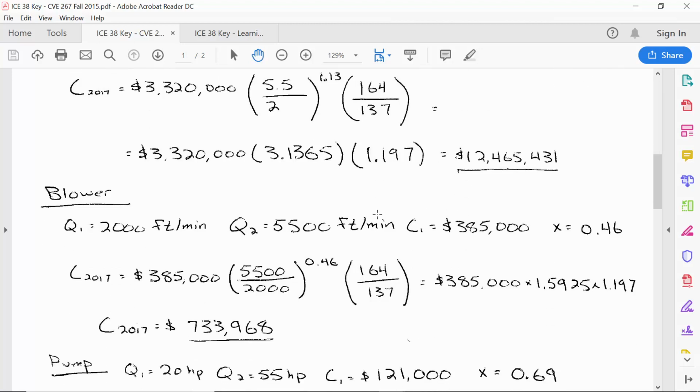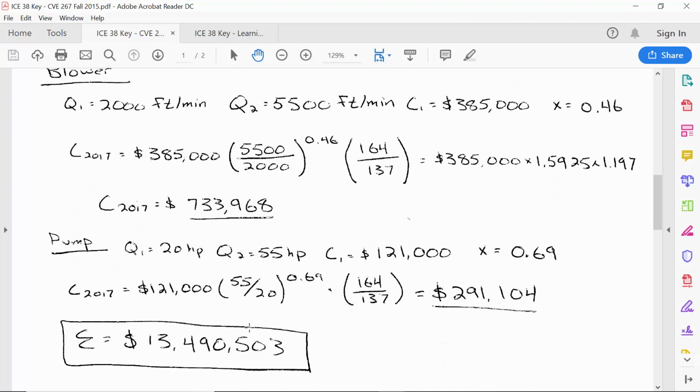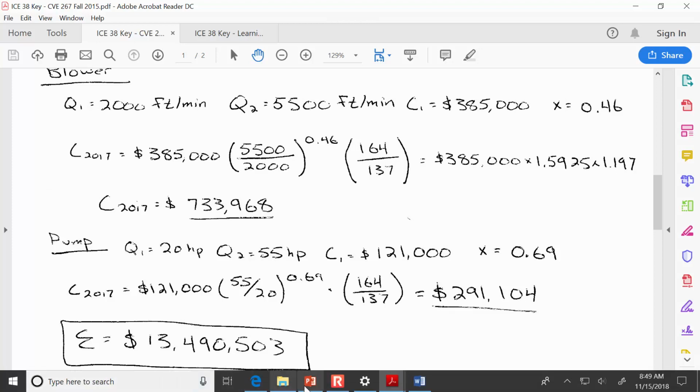The cost of the blower is going to be $733,968. And the cost of the pump, $291,104. So overall, we would estimate that to construct this in 2017 for the different sizes that have been described, it's going to be overall $13,490,000. Everybody else get the same amount? Yeah? All right, good.